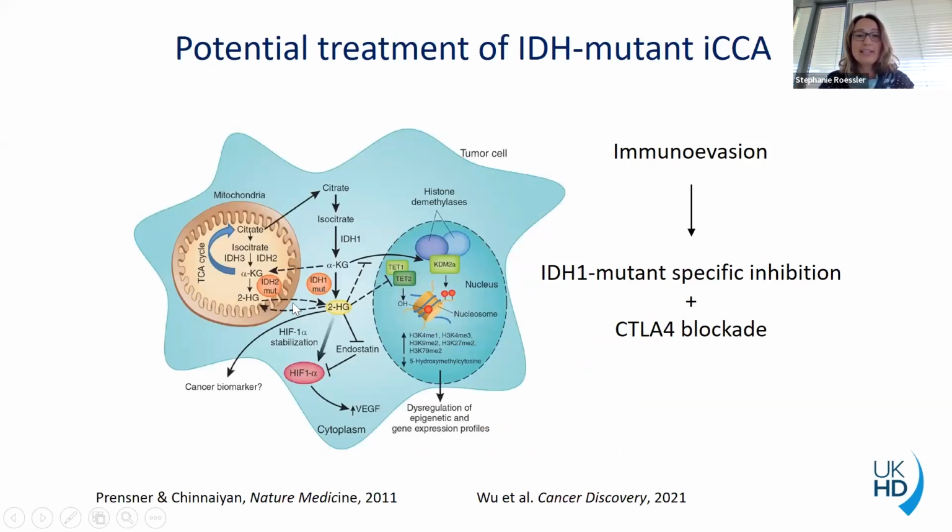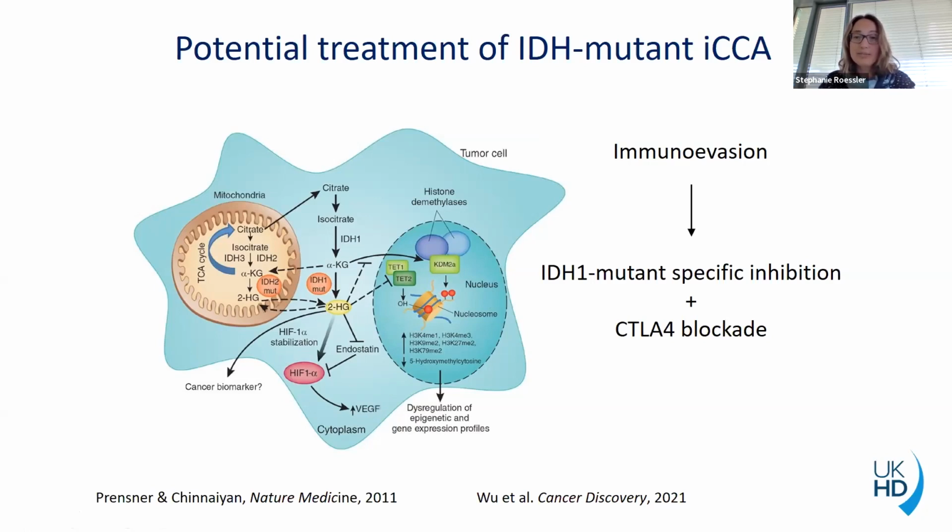IDH1 and also IDH2, if they are mutated at this hotspot arginine, can lead to the conversion of alpha-ketoglutarate to 2-hydroxyglutarate, and this in turn is changing a lot of different factors within the cell. Most notably, it's also changing epigenetic factors, the histone demethylation and also DNA methylation. It's also involved in hypoxia, and so there is a wide range of alterations in IDH mutant tumors.